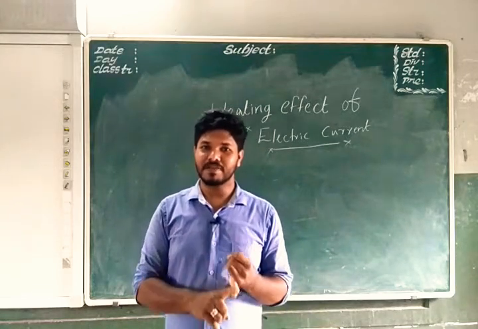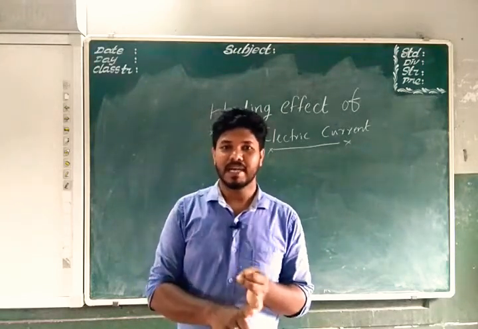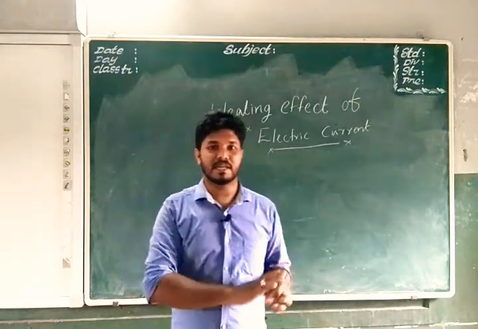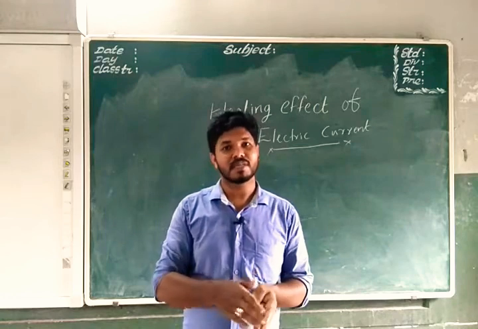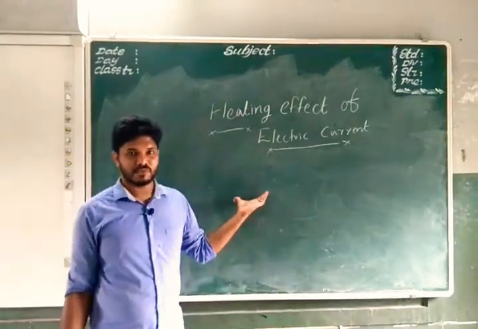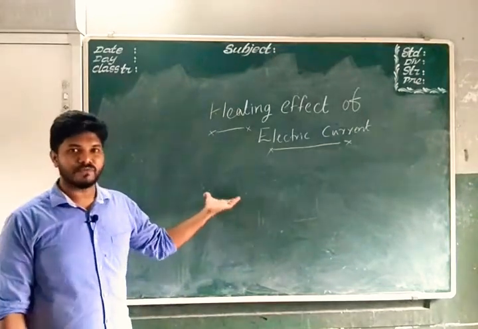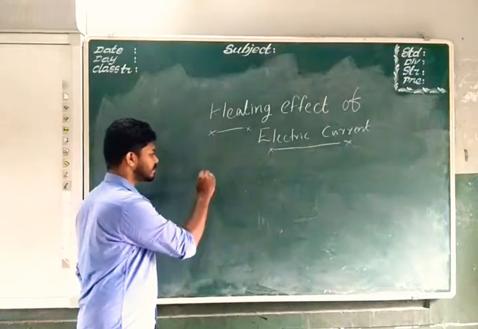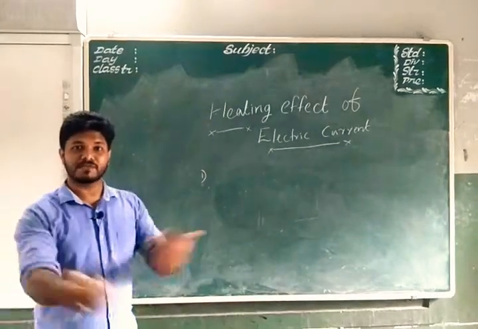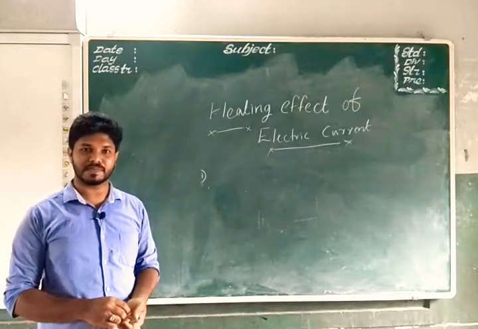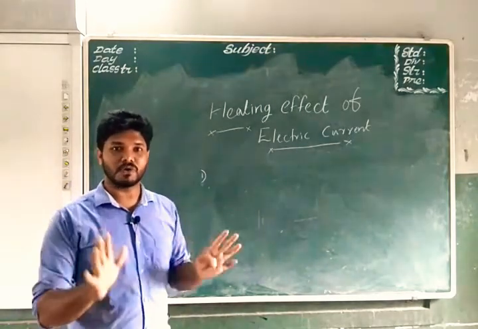So the heating effect of electric current has both negative sides and positive sides. Sometimes we are using this heating effect of electric current to produce some of the equipments. Now we can discuss on which factors this heating effect depends. Firstly, if more current flows through the circuit, if more electrons are moving through the circuit, what happens? There will be a chance for more collisions.